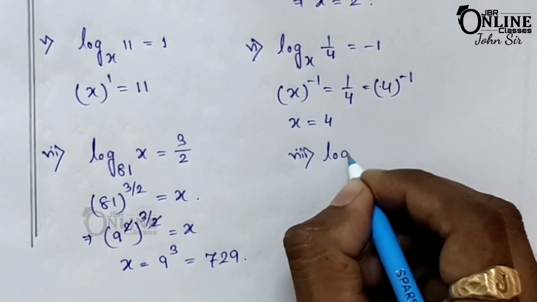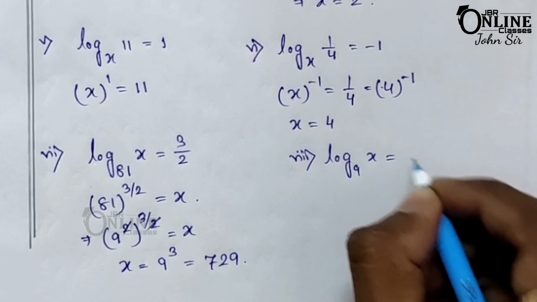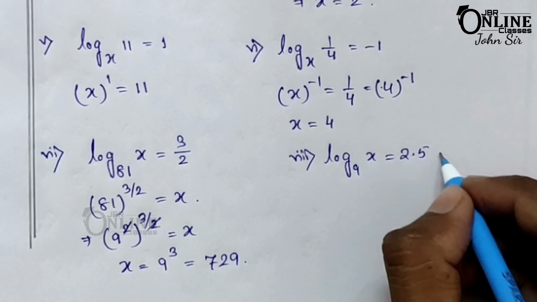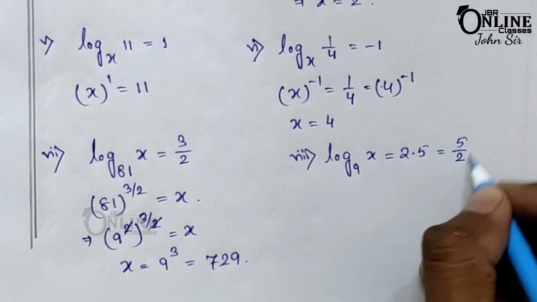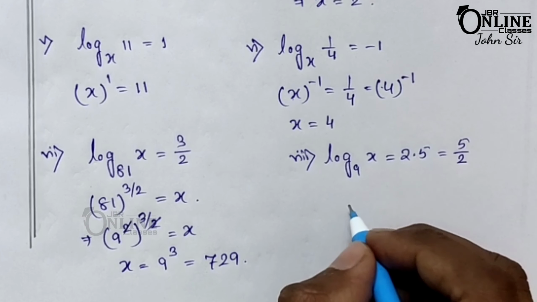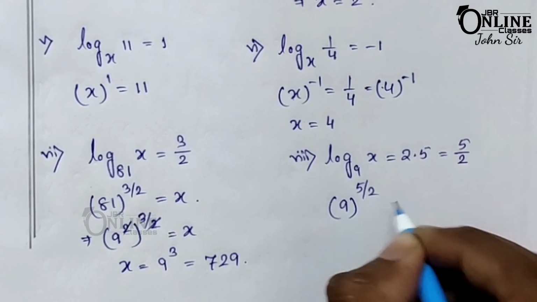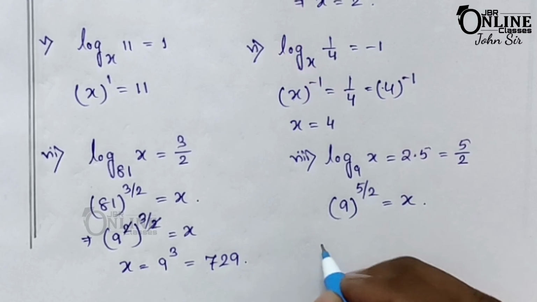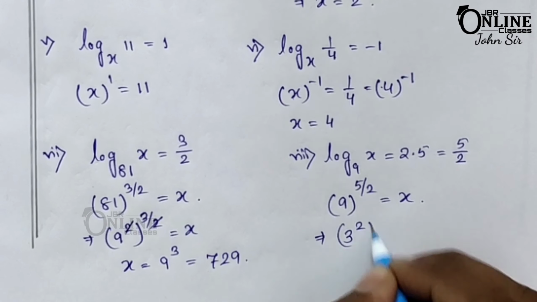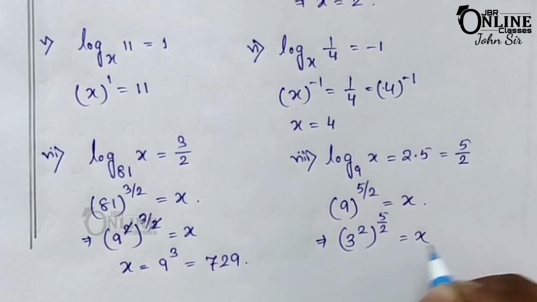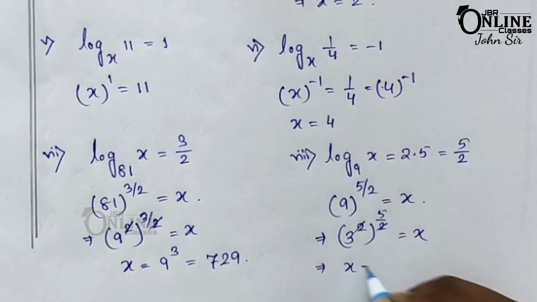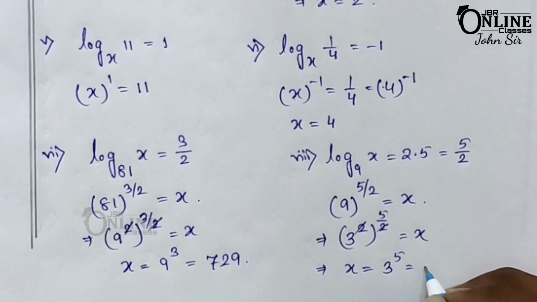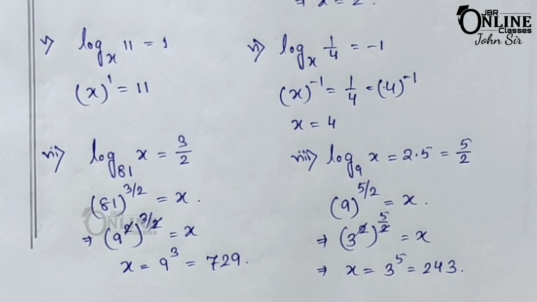Now 8, log 9 x, that equal to 2.5. Okay, so 2.5 you can also write as 5 by 2. Okay, half of 5, that equal to 2.5. So 9 to the power 5 by 2, that equal to x. Now 9 means 3 square. So 3 square to the power 5 by 2, that equal to x. 2 cancel out. So here x equal to 3 to the power 5. Now 3 to the power 5 means it will be 243.